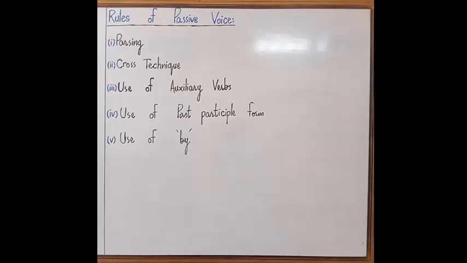And rule number 5 is use of by. How we will use or apply these rules in an active sentence to convert it into a passive sentence, I'll tell you step by step now.